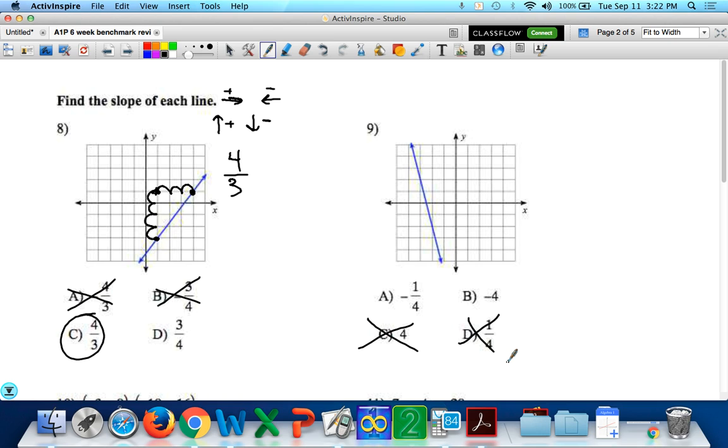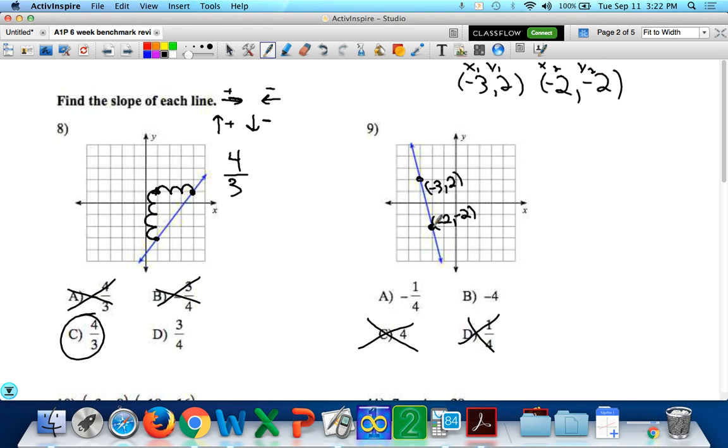For number 9, I'll show you how to do this with the actual formula. You still need to find 2 points on the graph. There's one right there. That is negative 2, negative 2. And another point is over here at 1, 2, 3, negative 3, positive 2. So I have 2 points. Negative 3, positive 2. Negative 2, negative 2. That's my x1 and my y1, my x2 and my y2. I wouldn't advise doing it this way.